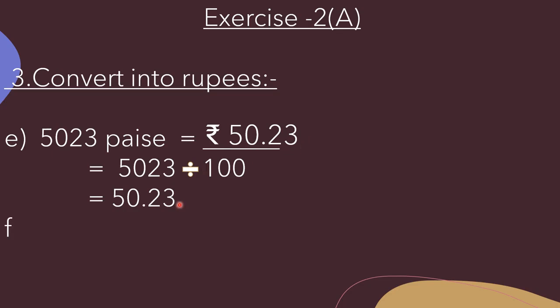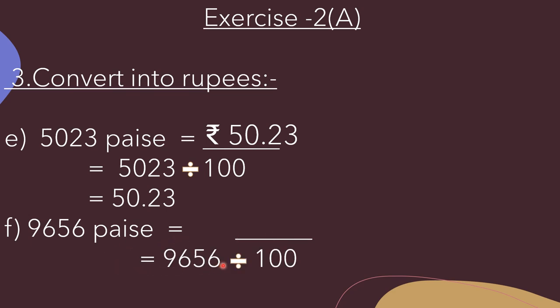Okay. Now in F part, 9656 paise is equal to dash. So again, 9656 divided by 100, and here we write 96.56. Before the last two digits, what will we put, beta? We will put a point. So what is the answer? That is rupees 96.56. Understood beta?